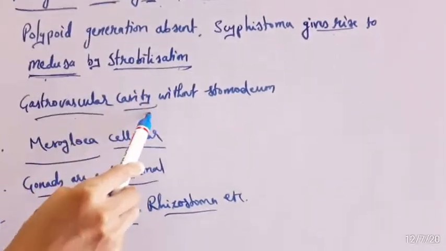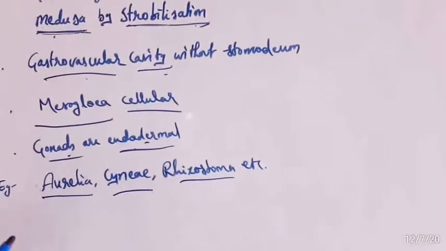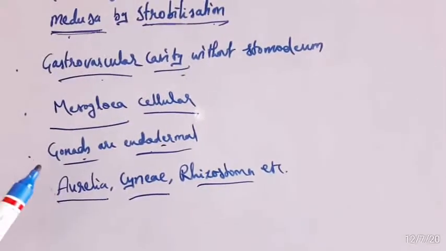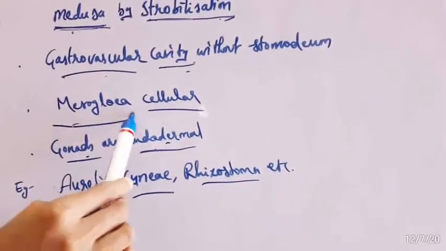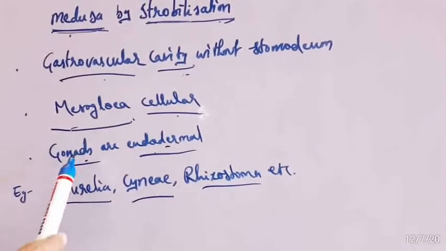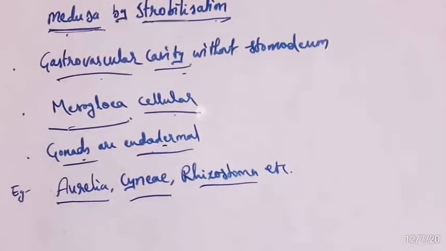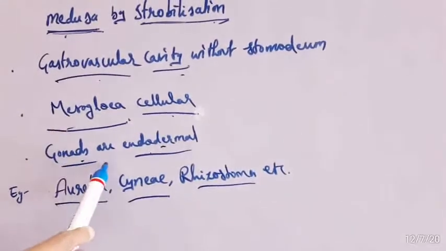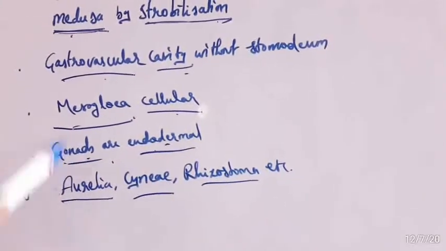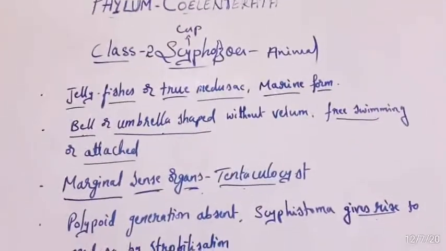Then the gastrovascular cavity is without stomodeum, with the presence of gastric filaments. Mesoglea is cellular and gonads are endodermal in origin. The gonads are sex cells. So this is about the class Scyphozoa.